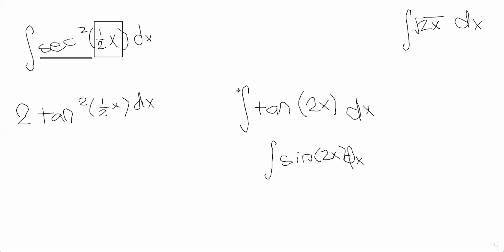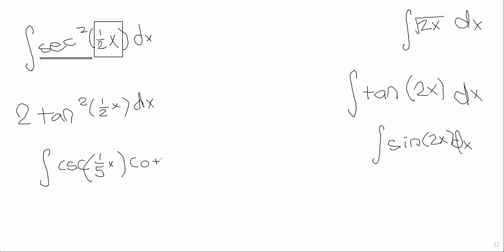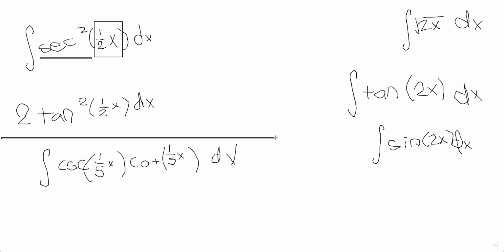Let's do another one that's kind of like that. I think I'm going to set these aside for now, and then I want to come up with one that's kind of like this one. Let's say we have the antiderivative of cosecant of 1/5 x times cotangent of 1/5 x dx. We want to approach this problem the same way we approached the last one.